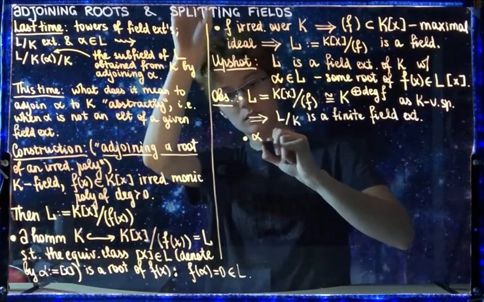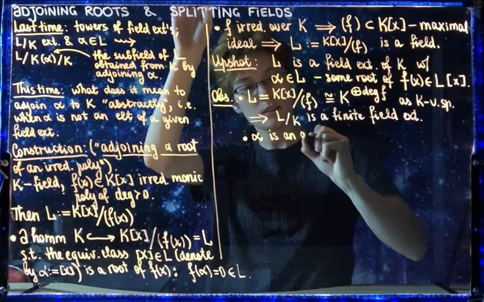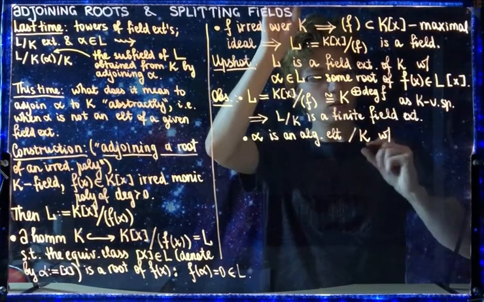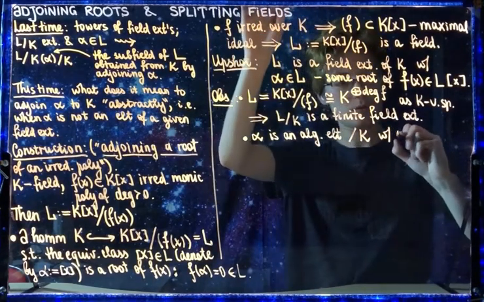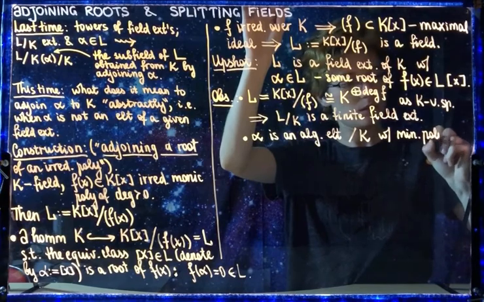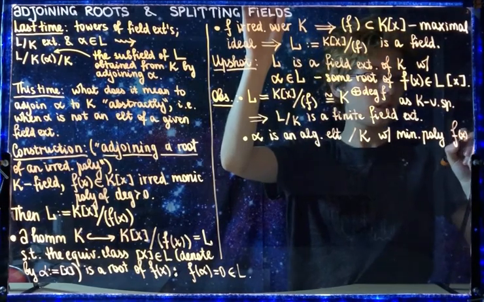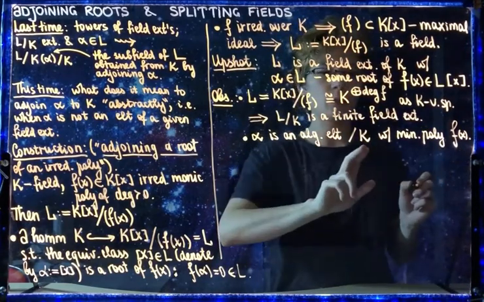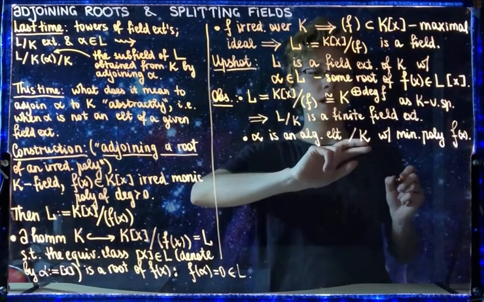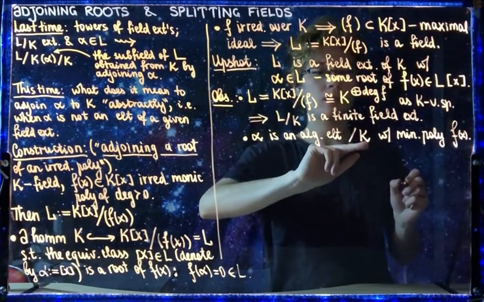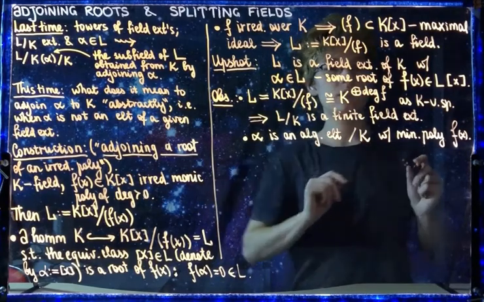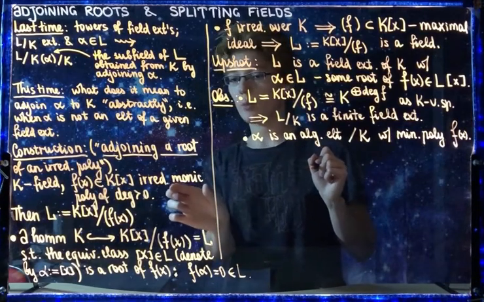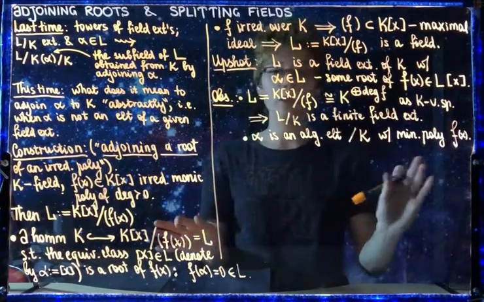And alpha is an algebraic element over K with minimal polynomial f, because alpha is a root of f over L, but f is irreducible over K. And these are two characteristic properties of being a minimal polynomial. Also with the assumption that the polynomial is monic, so the leading coefficient is equal to 1.